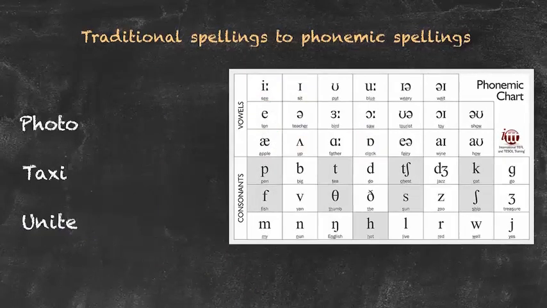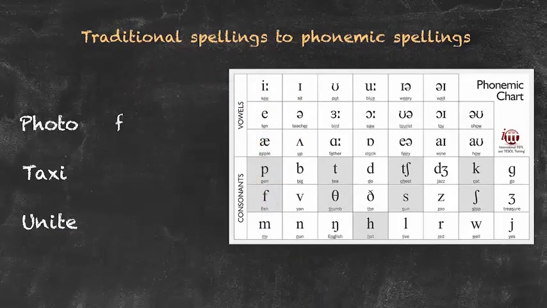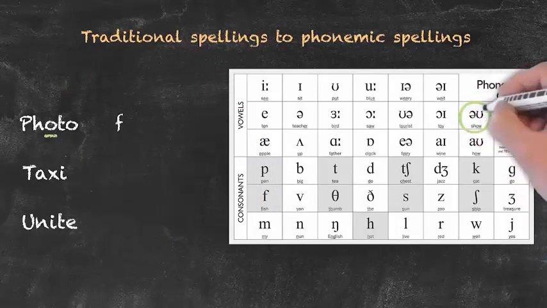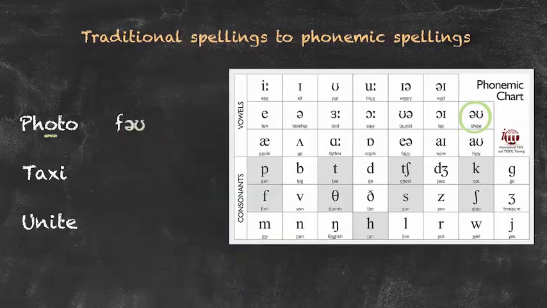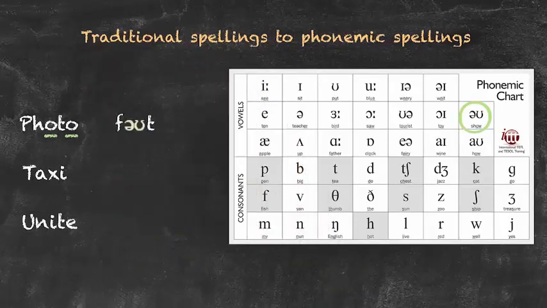Now we can take a look at the word photo. Here we have f, and we need to find a phoneme for the o, pho, o. We can look on our chart and locate this symbol for the o sound. And again we have toe, pho, toe, the only difference being the T for the F. And we've arrived at photo, 4 phonemes there.